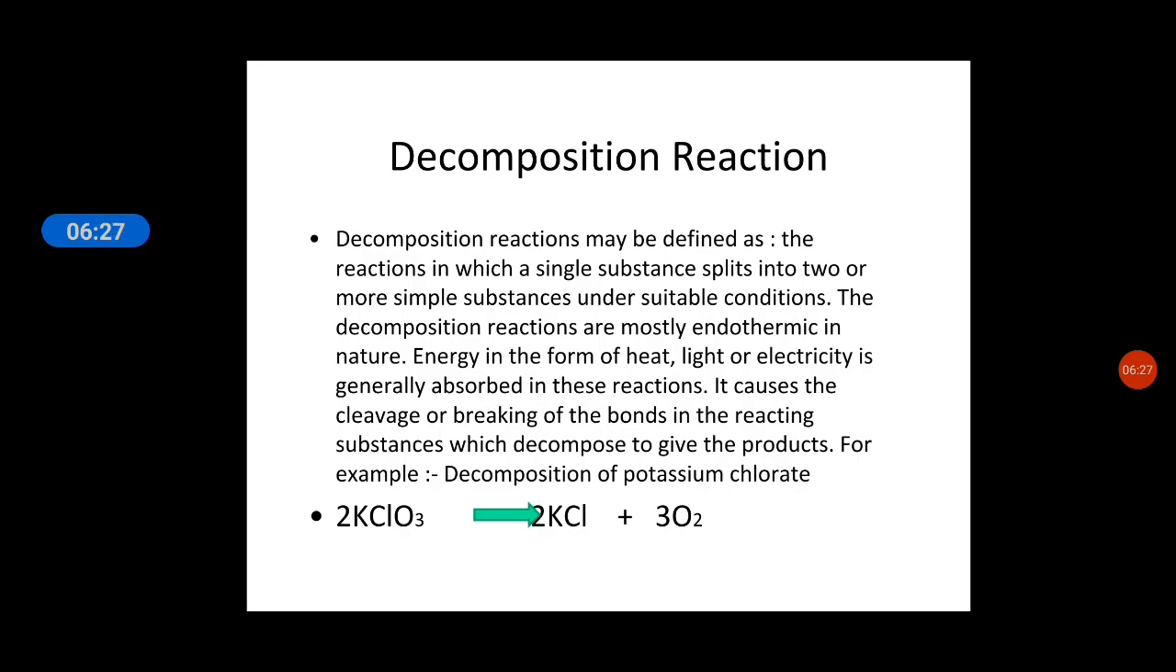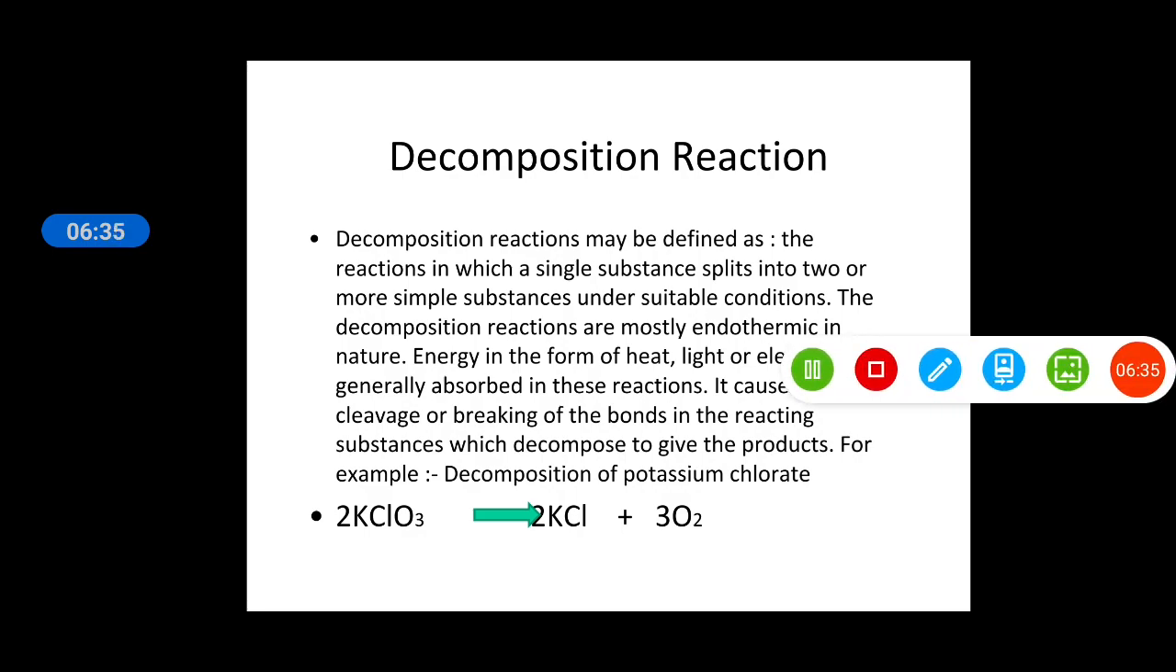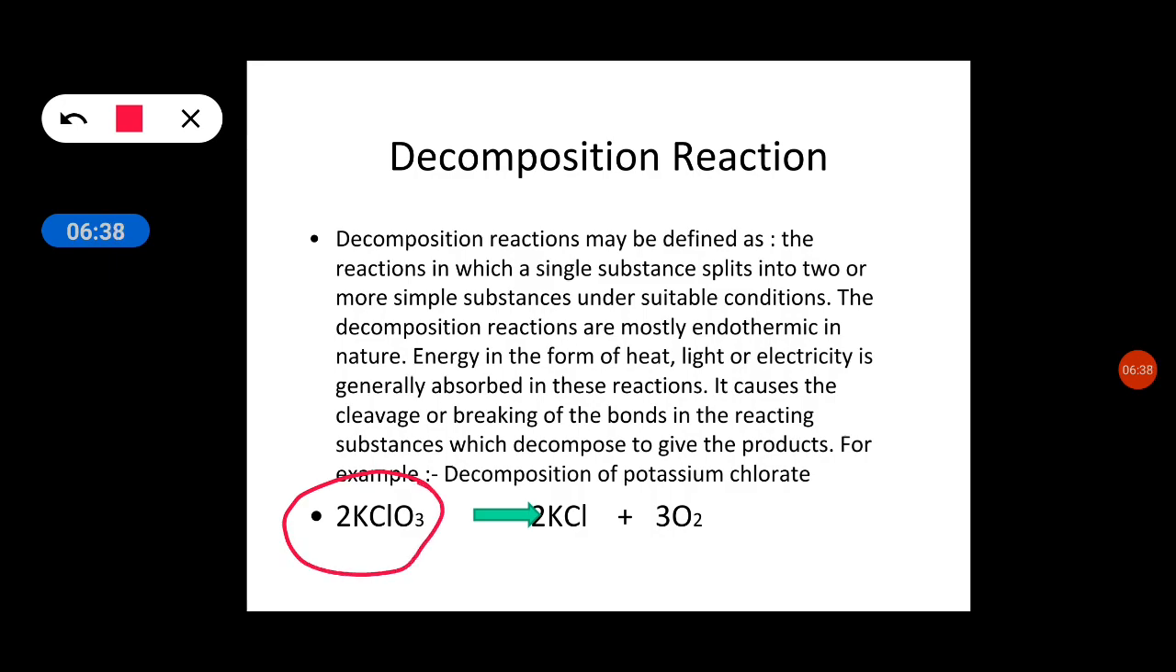Now here you see 2KClO3, potassium chlorate, gives rise to 2KCl plus 3O2. Here this is one compound, and it breaks down into KCl, which is one product, and O2. We get potassium chloride and oxygen, the two products. One is a compound and one is an element.